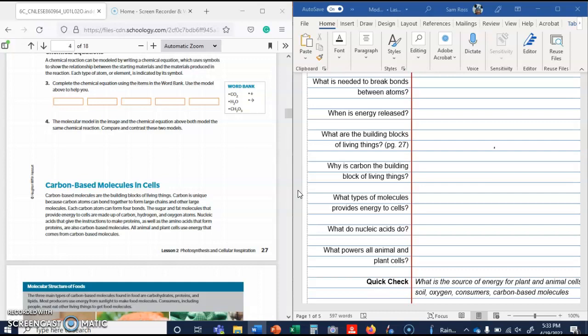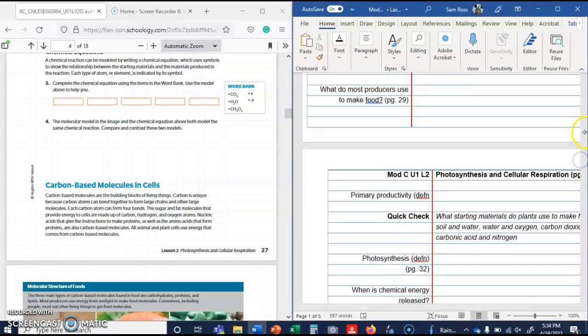What types of molecules provide energy to cells? The sugar and fat molecules that provide energy to cells are made up of carbon, hydrogen, and oxygen atoms. So it's going to be sugar and fat molecules. What do nucleic acids do? Nucleic acids give the instructions to make proteins, and the amino acids that form proteins are also carbon-based molecules. And what powers all animal and plant cells? All animal and plant cells use energy that comes from carbon-based molecules.